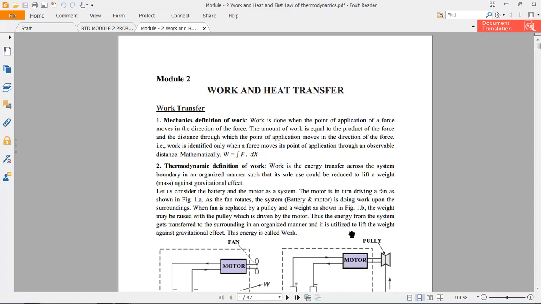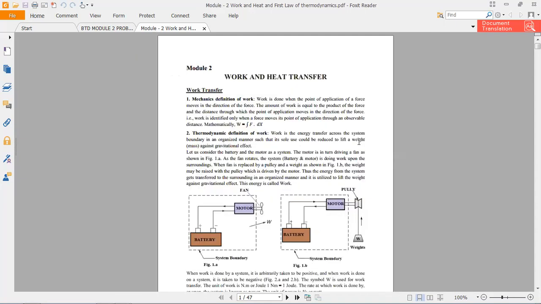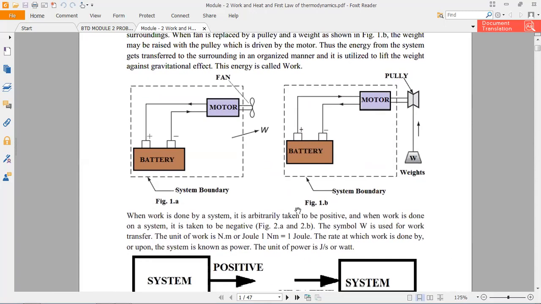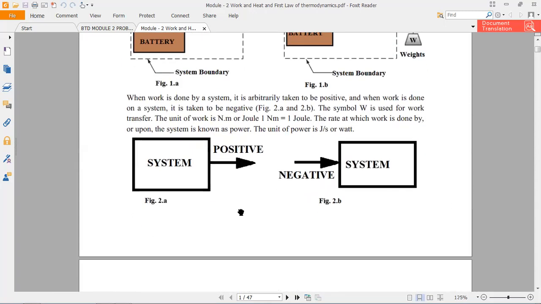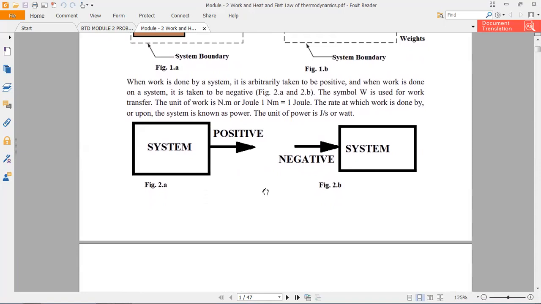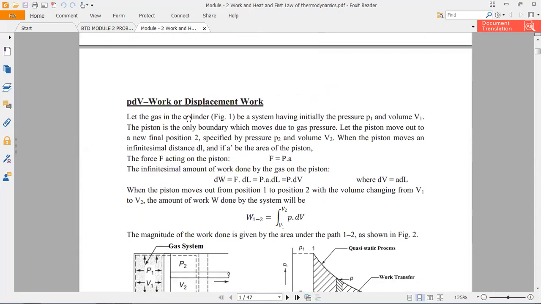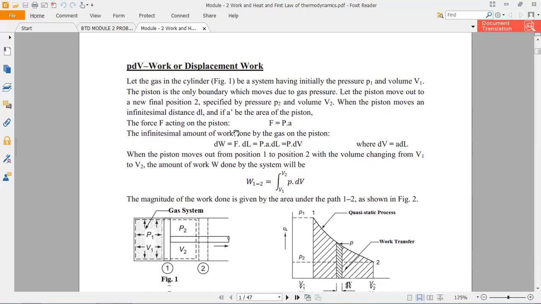Okay. Now this is module 2 part A, that is work and heat transfer. In this we studied the definition of work from the mechanics point of view as well as the thermodynamics point of view. After that the convention: work done by the system is taken as positive, work done on the system is taken as negative. And the very important derivation, that is PdV work or displacement work, we derived that.